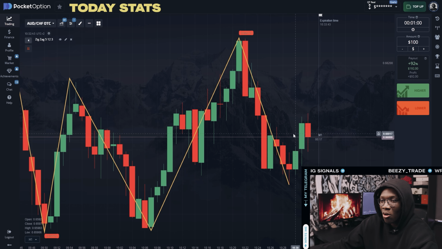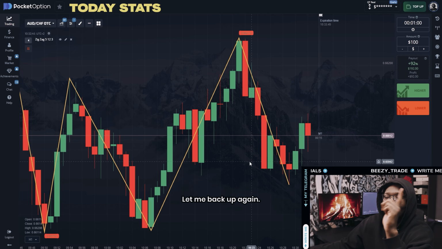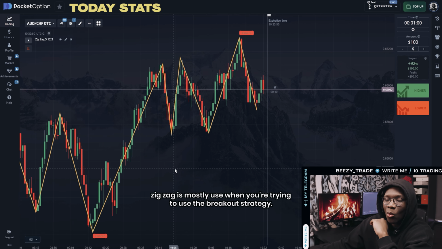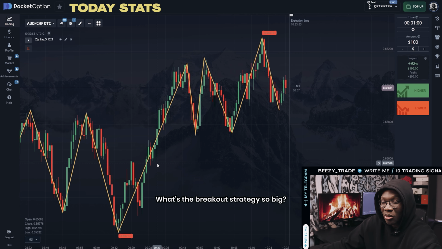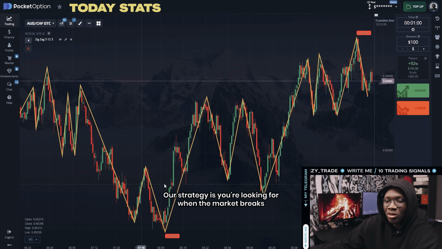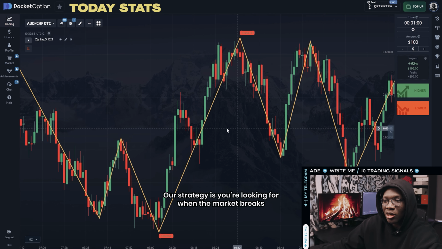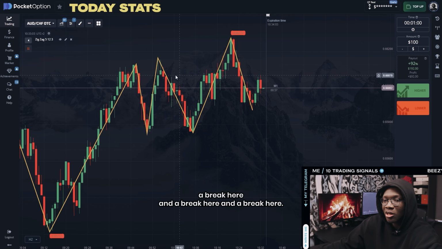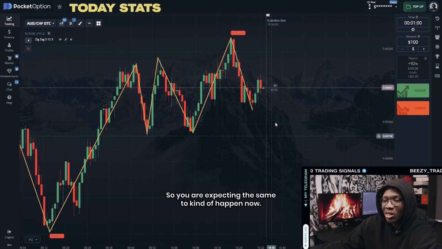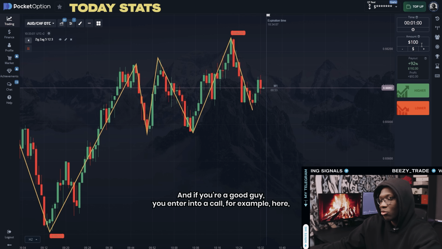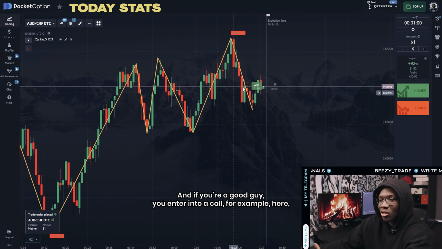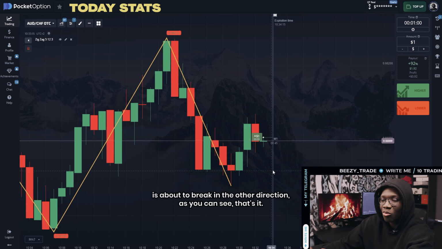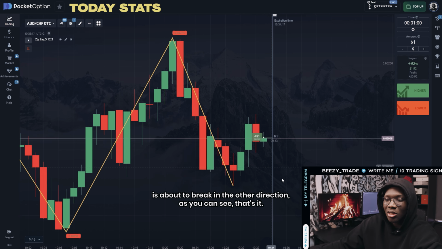So let me back up again. Why zigzag is good is because you can see breakouts. Zigzag is mostly used when you're trying to use the breakout strategy. What's the breakout strategy? The breakout strategy is you're looking for when the market breaks. So you can see a break here, a break here, a break here, and a break here, and a break here. So you're expecting the same to happen now. And if you're a good guy, you would enter into a call, for example, here, because you're seeing a situation where it feels like the market is about to break in the other direction. As you can see, that's it.